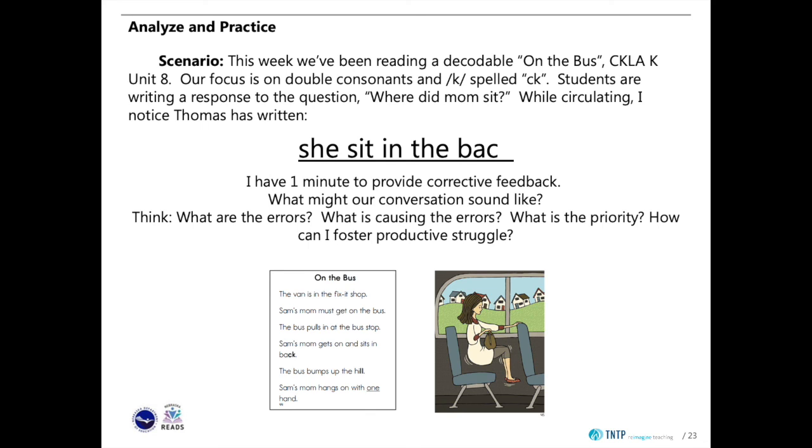All right, so you have 1 minute to provide corrective feedback. What would our conversation sound like? So I want you to think, what are the errors? What is causing the errors? What is a priority? How can I foster a productive struggle?